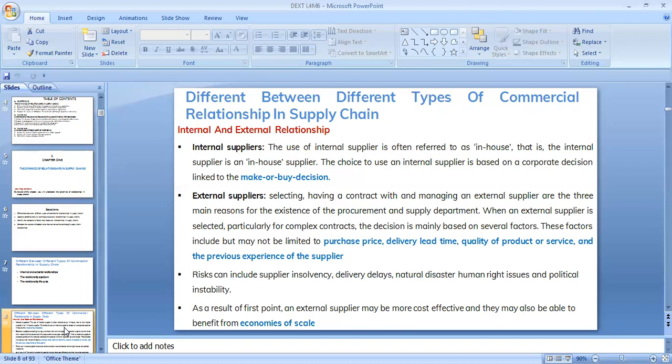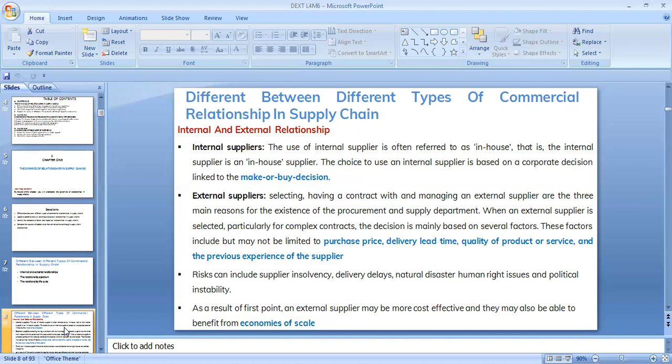Now let's talk about internal suppliers and external suppliers. The internal suppliers are those that are in-house, in your organization, working with you. They may be in another function of the organization, while the external suppliers are the suppliers outside your own organization.